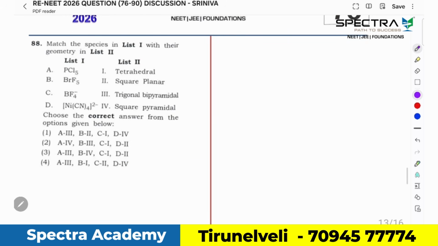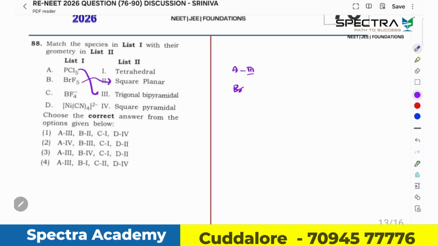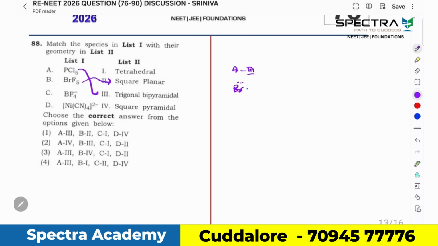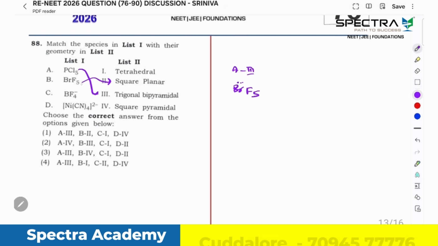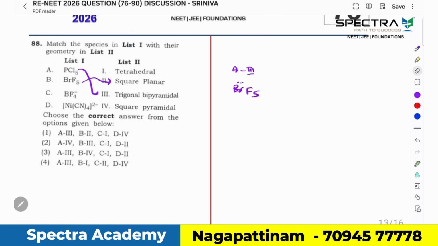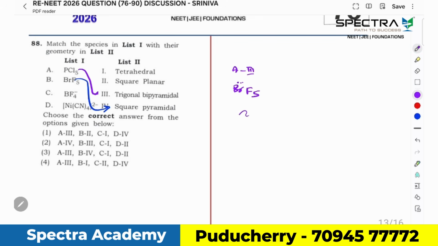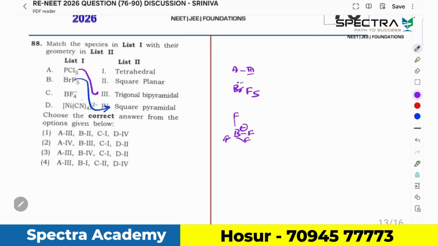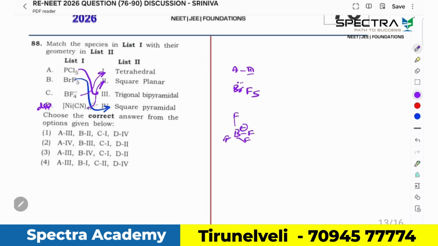Question number 88, PCl5 is sp3d hybridization, trigonal bipyramidal. So A is 3. BrF5 has one lone pair and 5 bond pairs, so it is a square pyramidal shape. BF4 minus is tetrahedral, sp3 hybridization, and nickel tetracyanide is dsp2 hybridization, square planar.